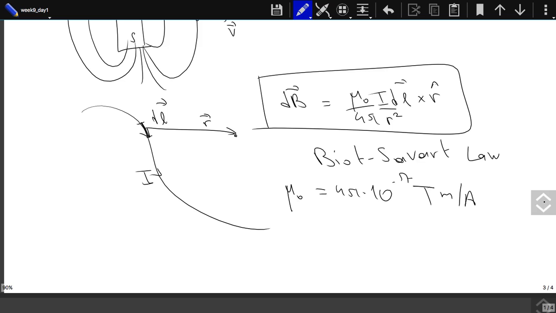Measurement, observation. There's no derivation for this. It's based on observation.